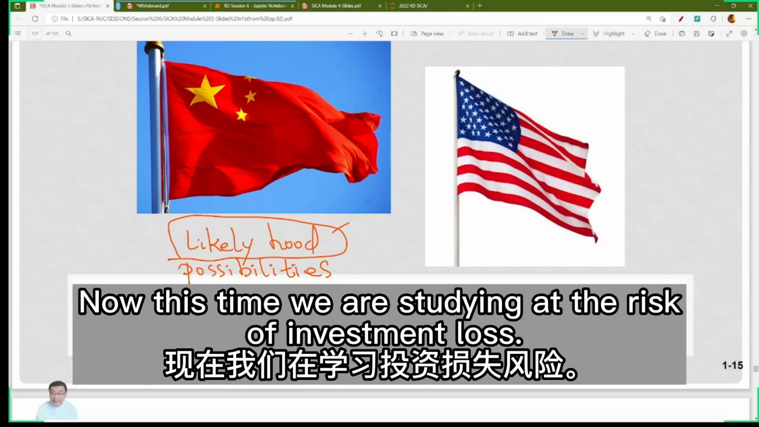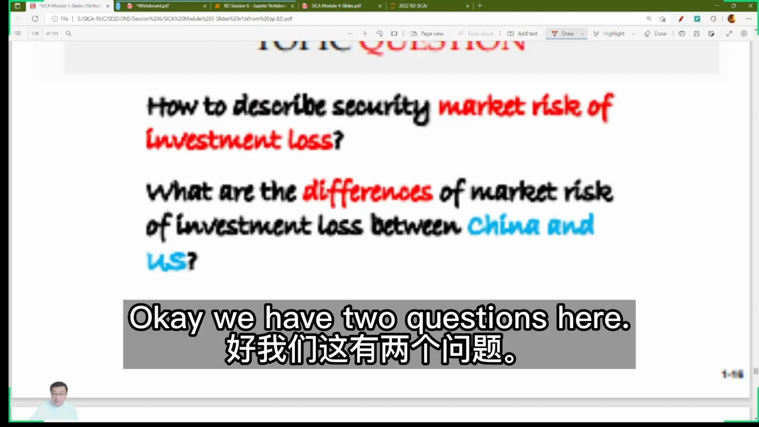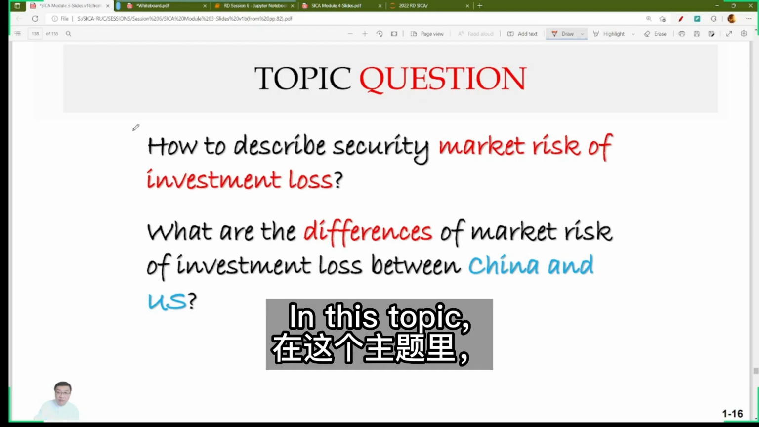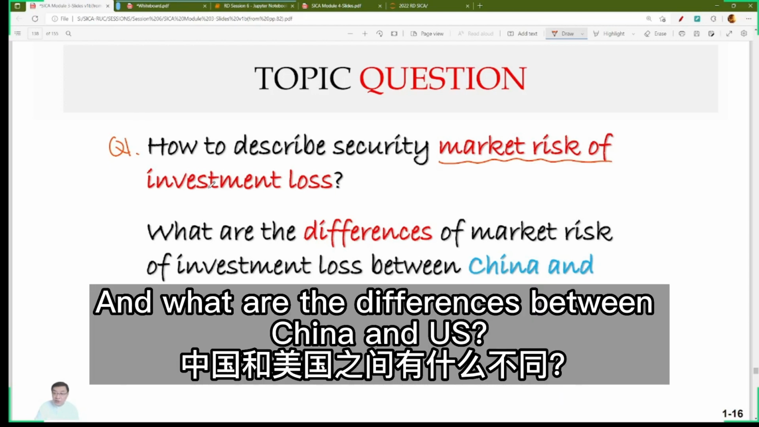Sometimes I like to use the word likelihood because it's a word from statistics. Now, this time we are studying the risk of investment loss, and we are comparing China with US. Okay, we have two questions here in this topic. So how to describe security market risk of investment loss? Then what are the differences between China and US?